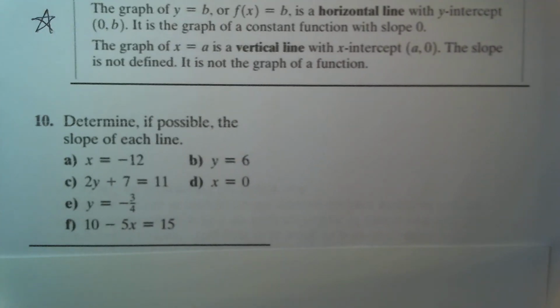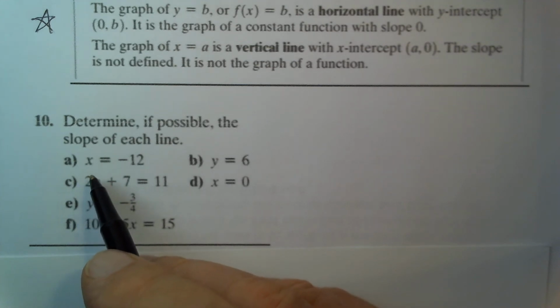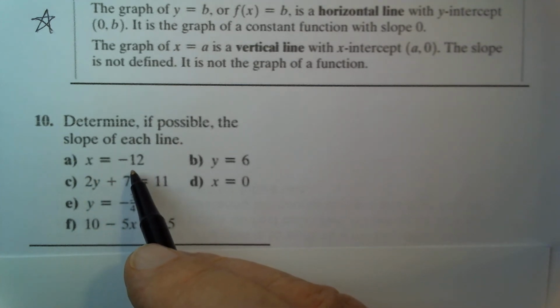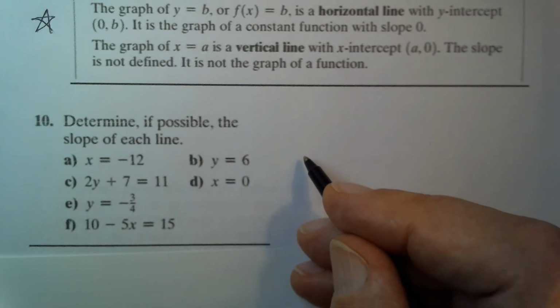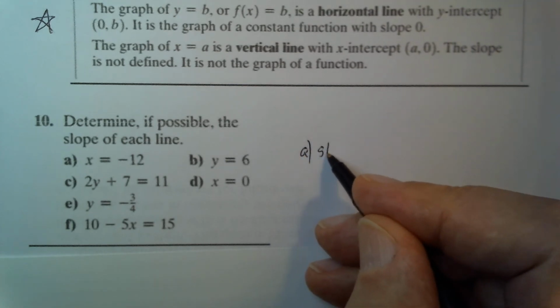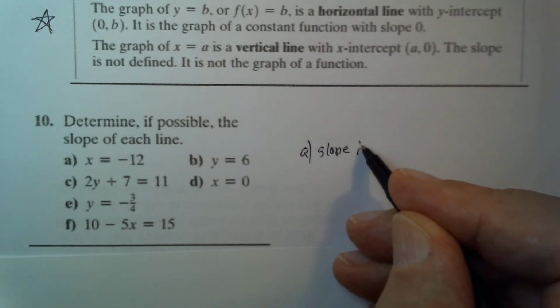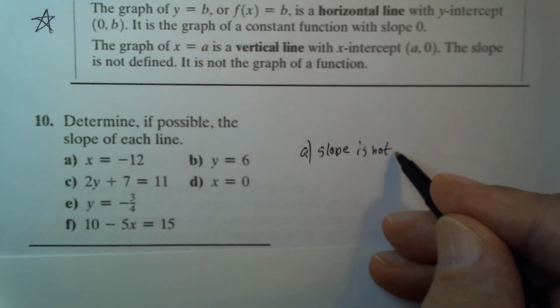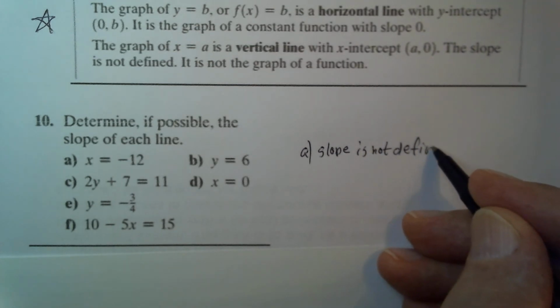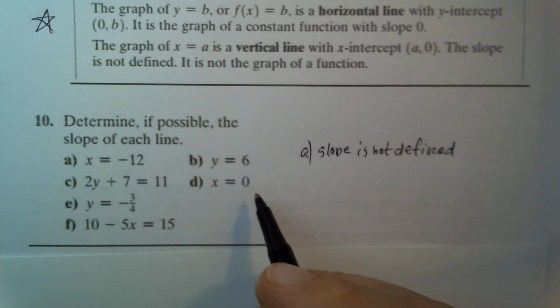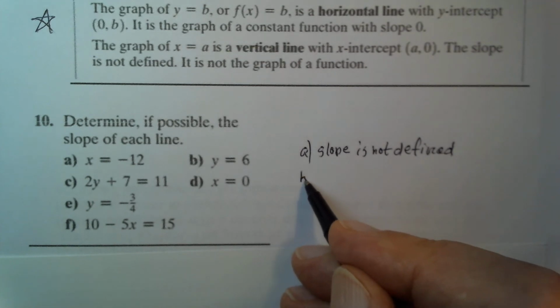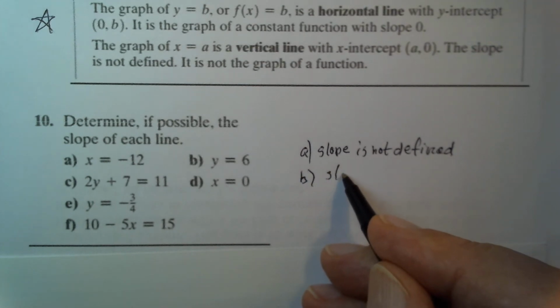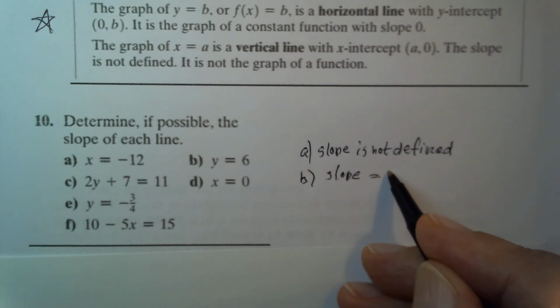So the next few exercises are pretty straightforward here. 10a, x equals minus 12. So we know that's a vertical line. And so for a, slope is not defined. For the b part, y equals 6. Well, that's a horizontal line. So the slope equals 0.